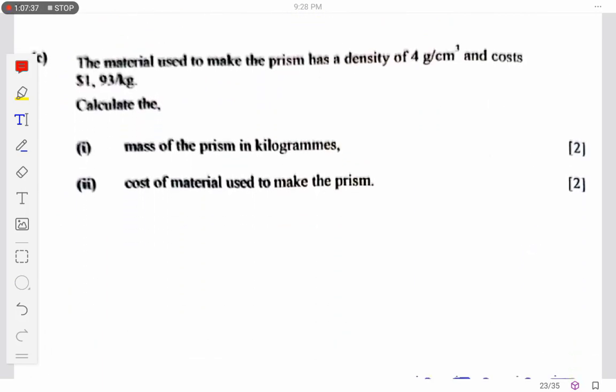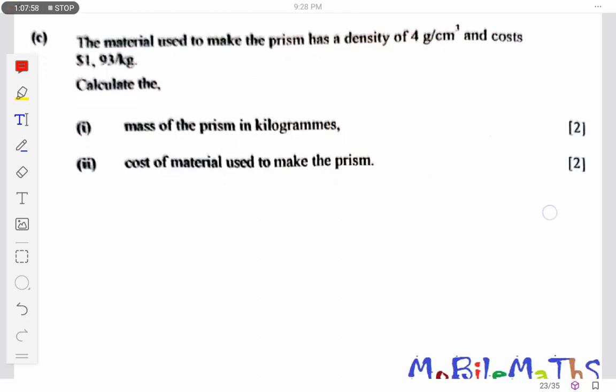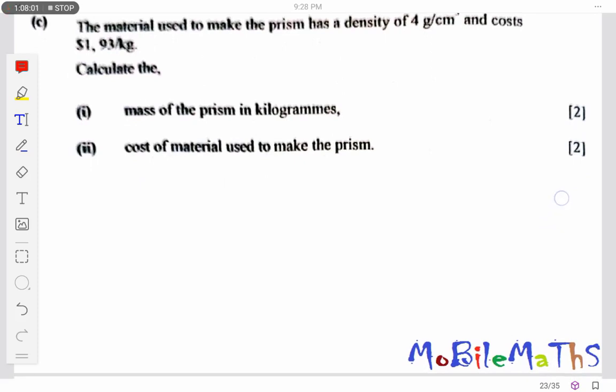Then we are given the next question, saying the material used to make the prism has a density of 4 grams per cubic centimeter and costs $1.93 per kg. Calculate the mass of the prism in kilograms. Okay, so the first thing, we want to calculate the mass of the prism. So we know, guys, density is equal to mass divided by volume.